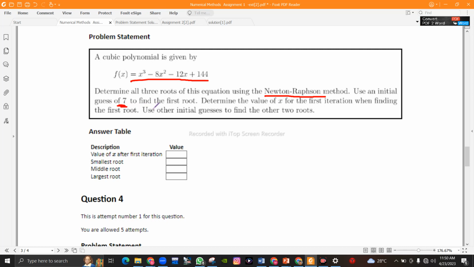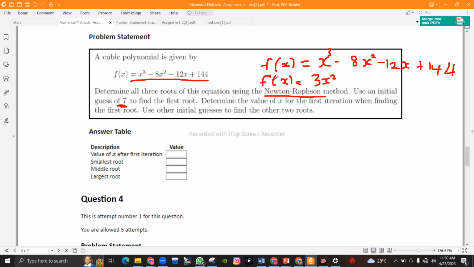When you are using the Newton-Raphson method, for you to get any root, they must give you the initial guess for that root. So for this first question, we have f of x equal to x cubed minus 8x squared minus 12x plus 144. We need to differentiate this, which is our f prime of x. I know you know differentiation very well. f prime of x will be equal to 3x squared minus 16x minus 12.